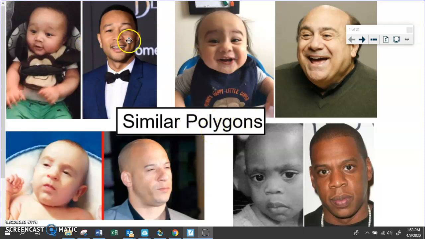So these are not polygons; these are people. But these little babies kind of look like these actors here. So the actors are just bigger versions of these little babies. I don't know if you know who this guy is. That's Danny DeVito. He's been in a lot of stuff.